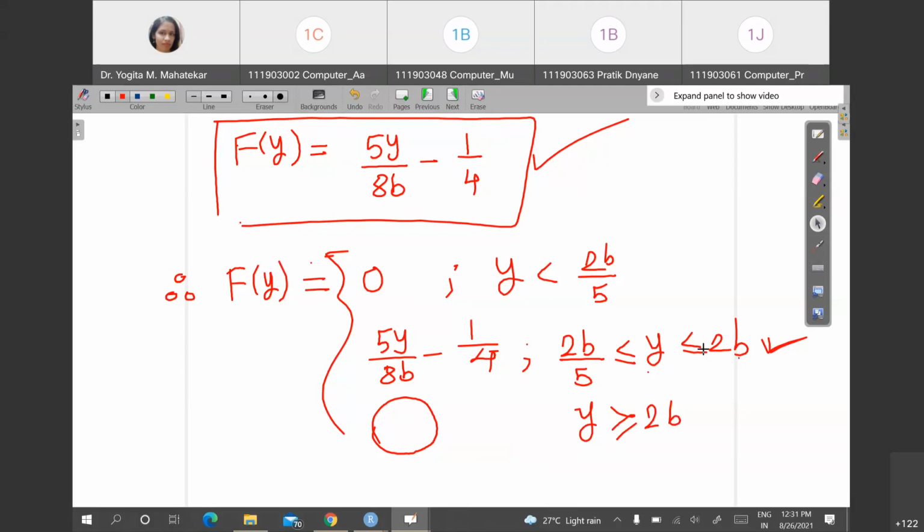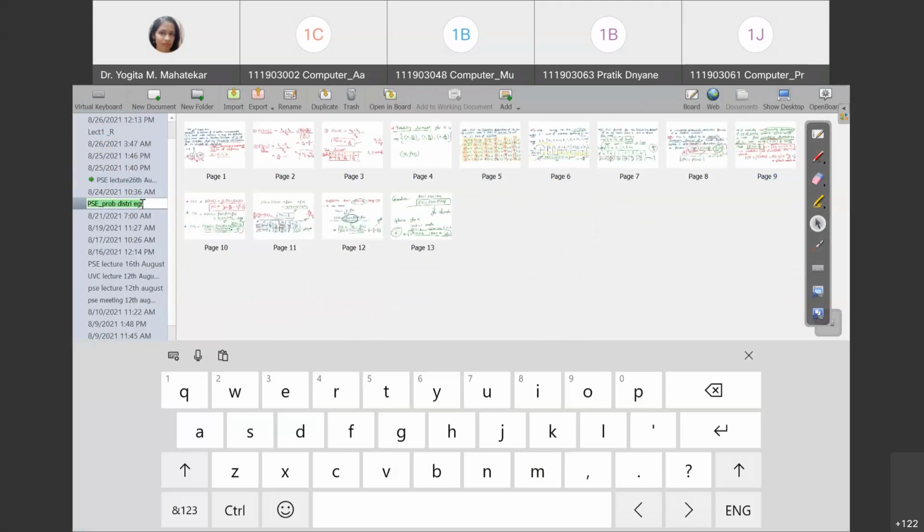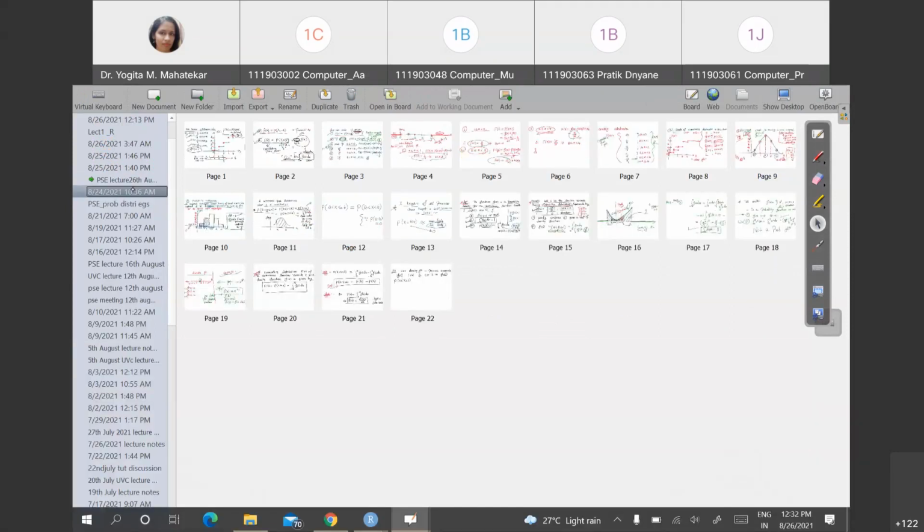We have done this in the previous lecture. Here, this interval is always half open, half closed. In the last lecture, I told you how to split it. So 2b by 5 I include from the left, 2b is not included. And for y greater than or equal to 2b, the last value in the cumulative distribution function is always 1. Shall I show you yesterday's slide so you will understand more clearly? I think I should.